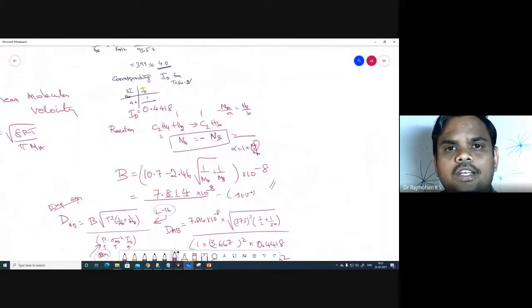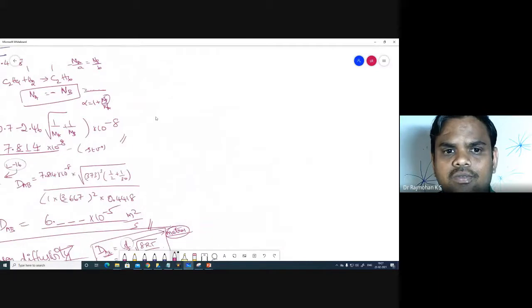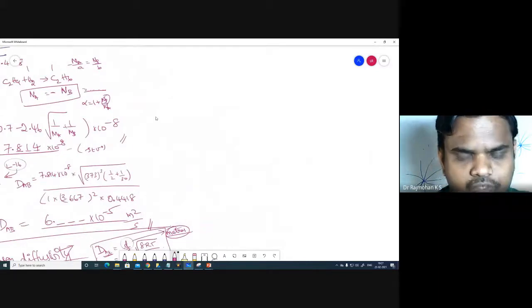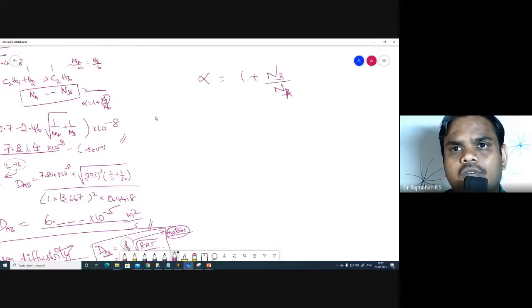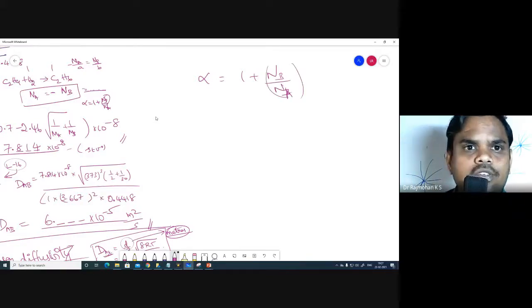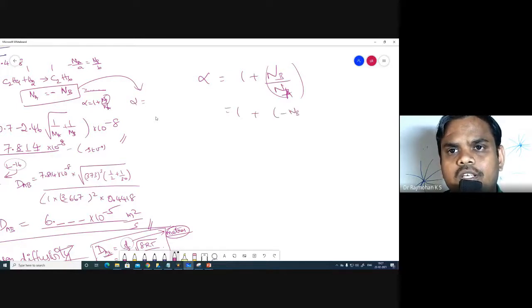So the reaction taking place is C2H4 plus H2 giving C2H6, with Na equal to minus Nb. So we have alpha equal to 1 plus Nb by Na, as per definition. Then what is the relationship when Na equals minus Nb? Under this condition, alpha is equal to 1 plus Nb by Na, which is nothing but minus 1. So 1 minus 1 is 0.